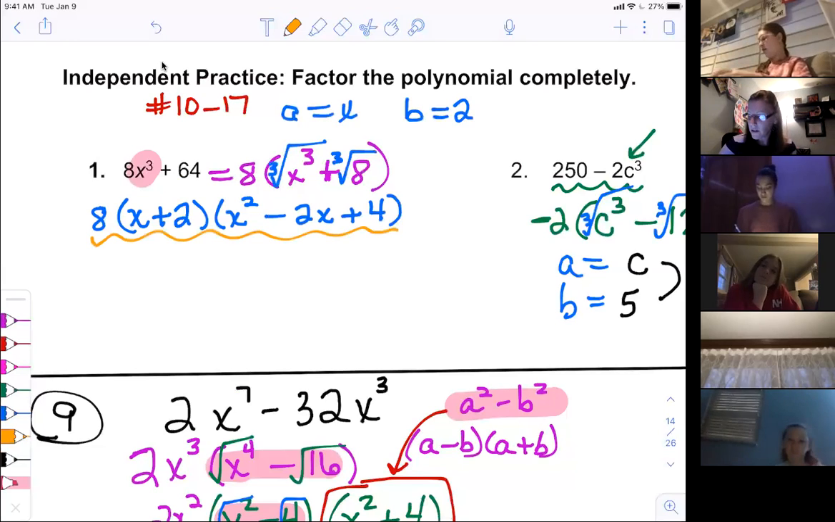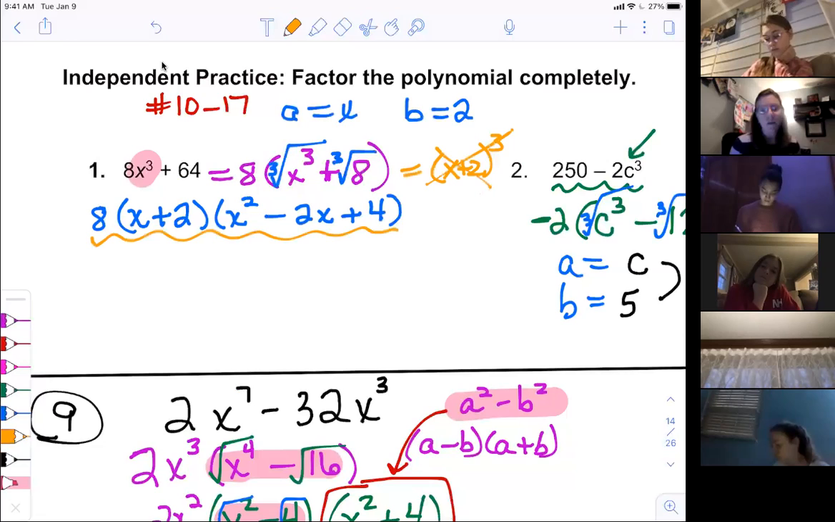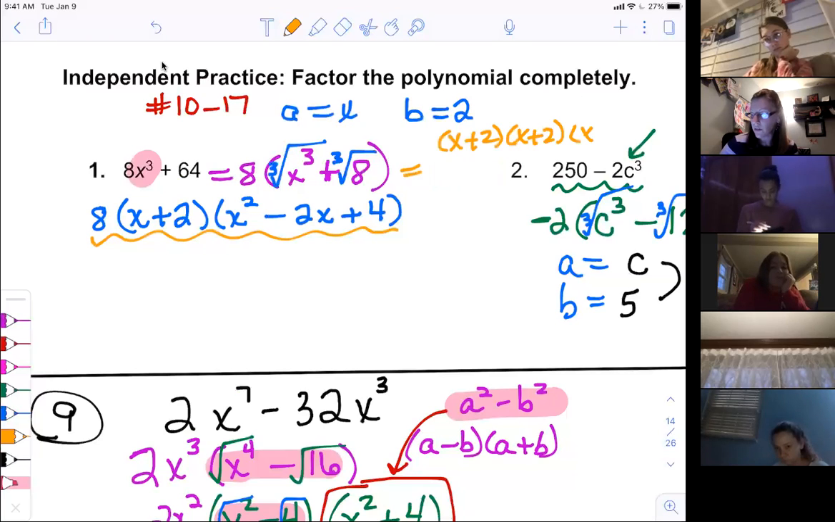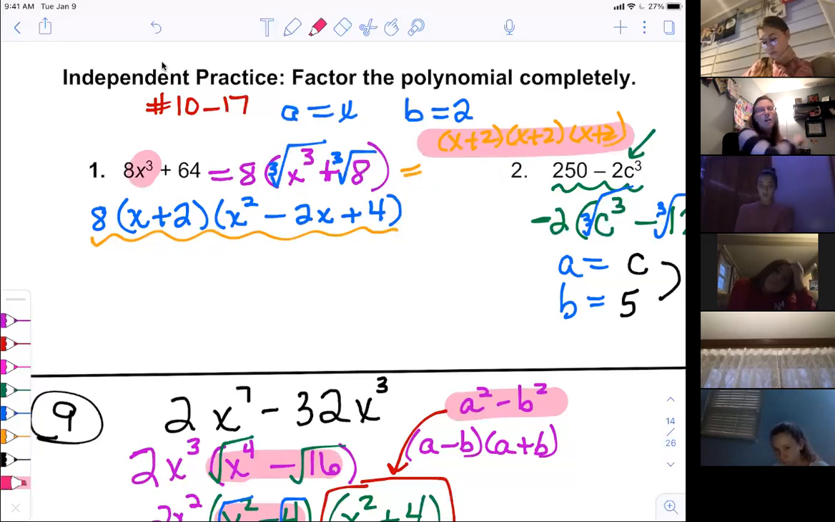I saw a lot of students factor this as x plus 2 quantity cubed, and that is not how it factors. So that does not work. It does not factor like that. x plus 2 cubed means I have x plus 2 times x plus 2 times x plus 2. And if I multiplied that together, I would get a very big polynomial because that's what we did before break, not a little polynomial of x cubed plus 8. So this is not correct.